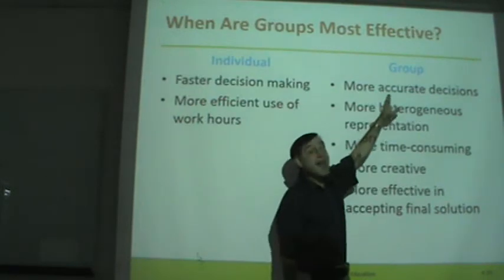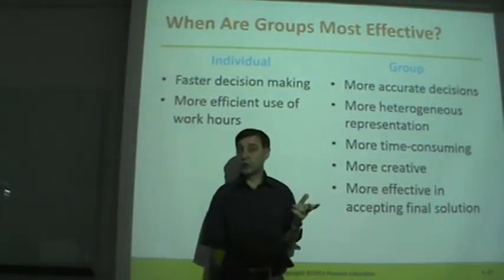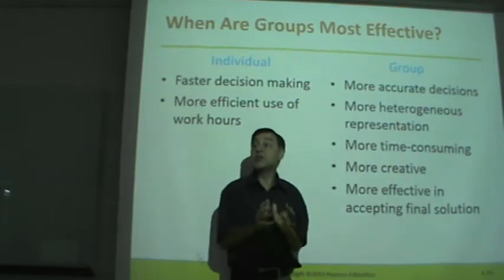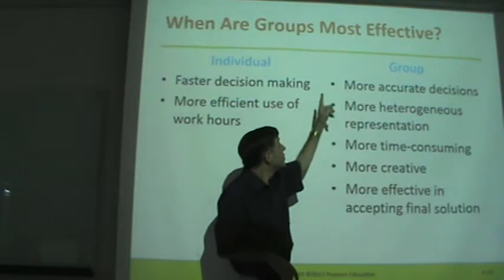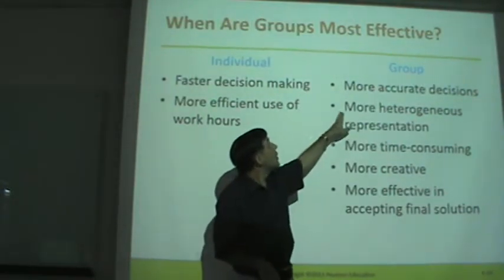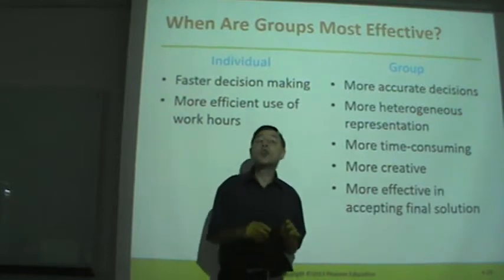When you want accuracy, when you need accurate decisions, you choose a group. When you need accuracy, when the decision is more important, you choose a group. Also, when you need more heterogeneous representation.